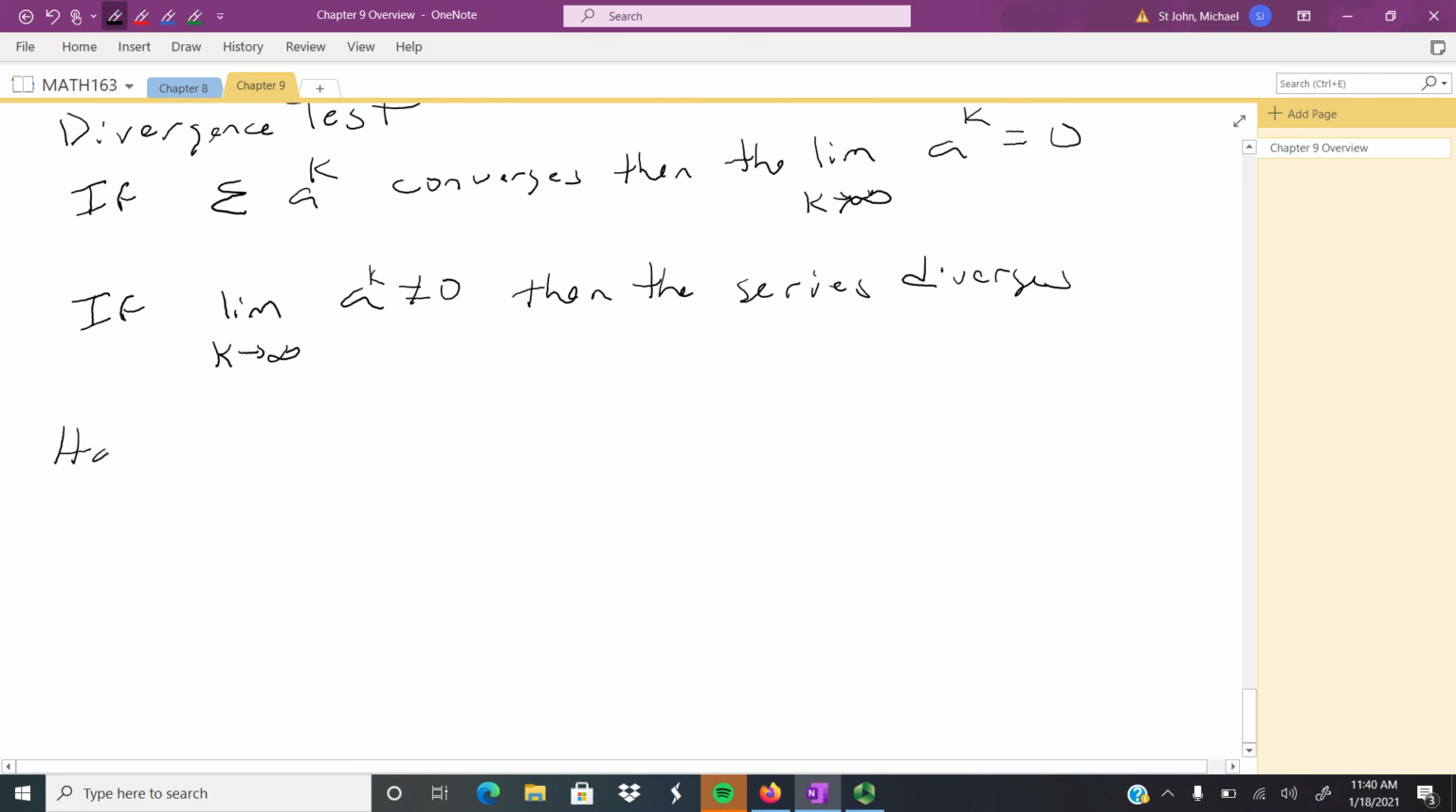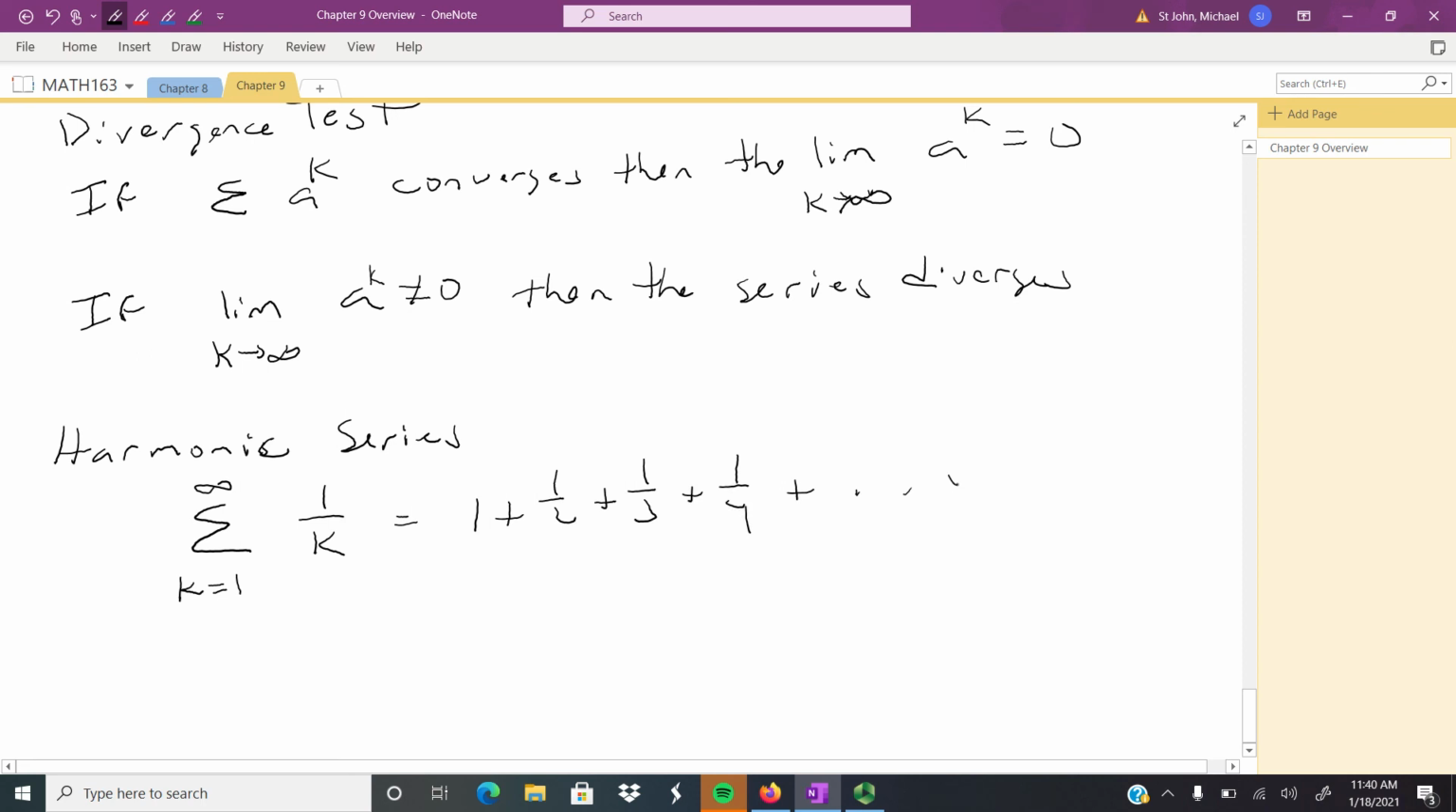Other types of series, harmonic series. So something looks like this: k equals 1 to infinity, 1 over k. So this would be 1 plus 1/2 plus 1/3 plus 1/4 plus dot, dot, dot.